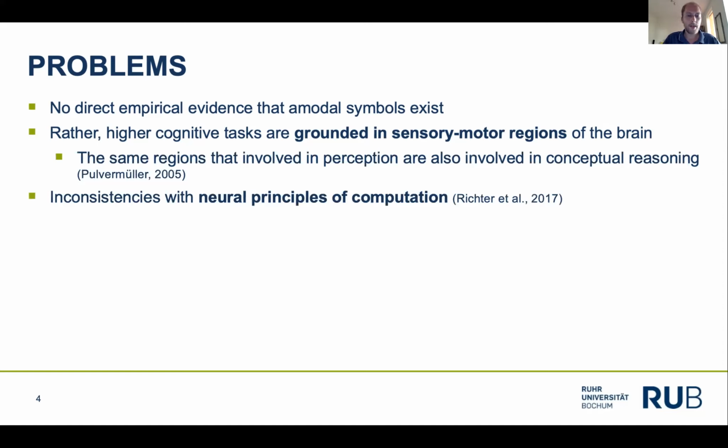Another problem is that these amodal symbol systems are inconsistent with neural principles of computation. So the algorithmic models often feature things like function calls, random access memories, stacks, and so forth, all of which are computer science concepts that are unlikely to be realized by the neural hardware of the brain.